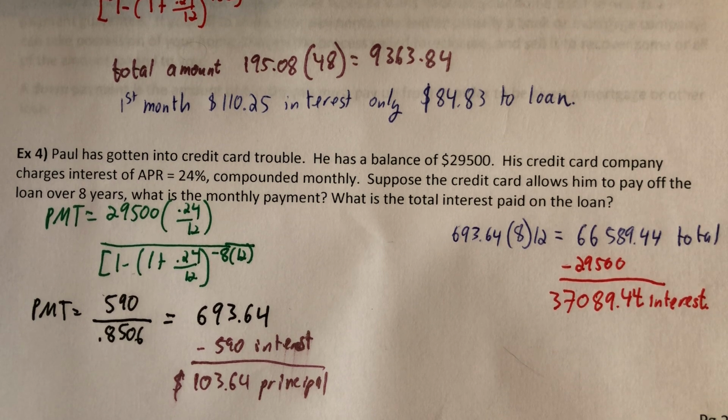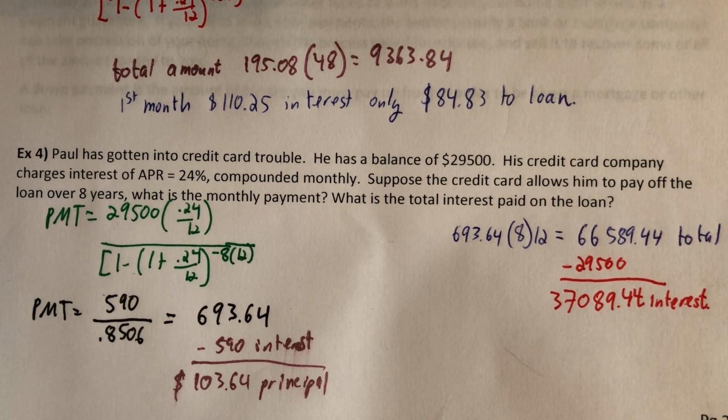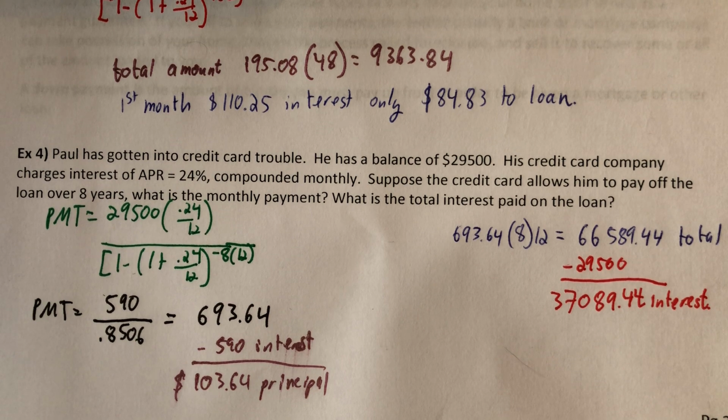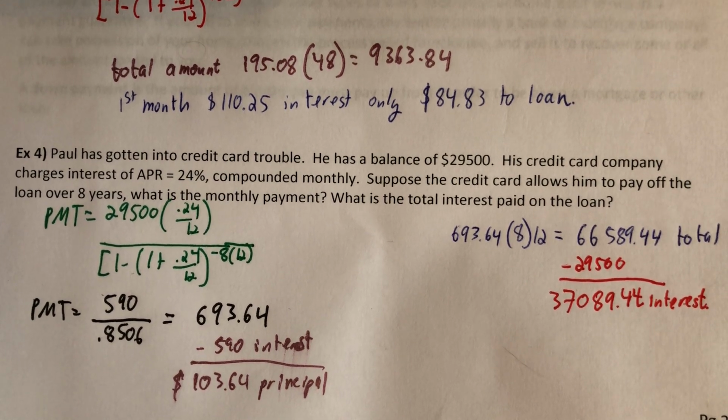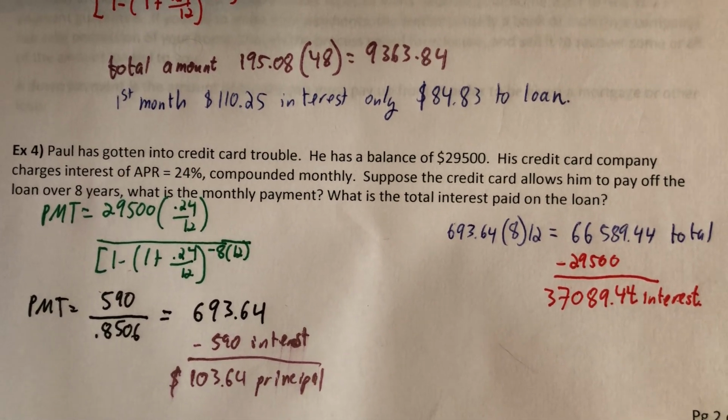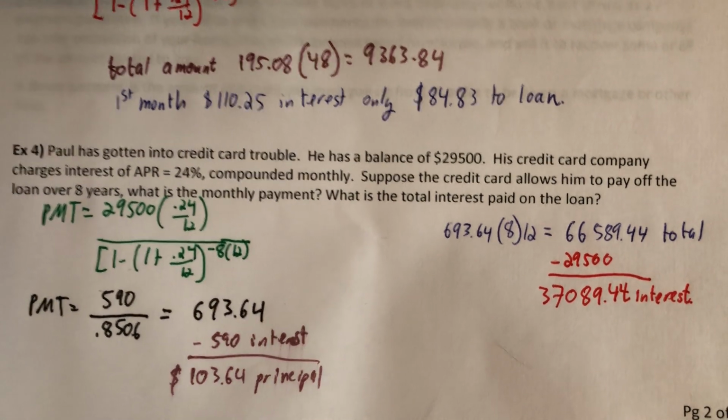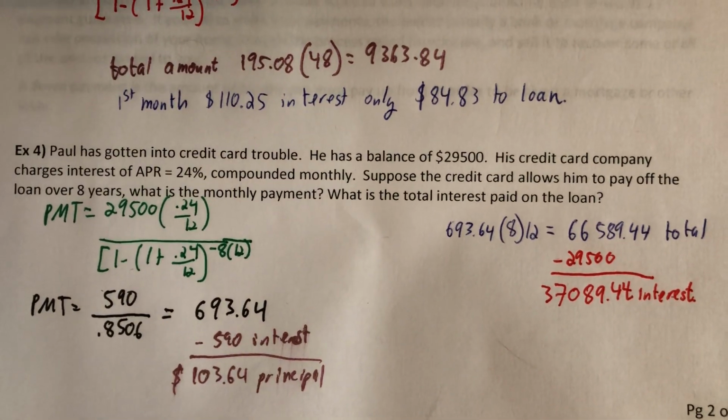So if you take that and times it by the 8 and the 12, so $693.64 times 8 times 12, he's going to end up paying $66,589.44 total. And when we subtract the original principal, he's going to end up paying $37,089.44 in interest. He's going to pay more in interest than he did off the loan. Simply because all he's doing is making barely minimum payments.